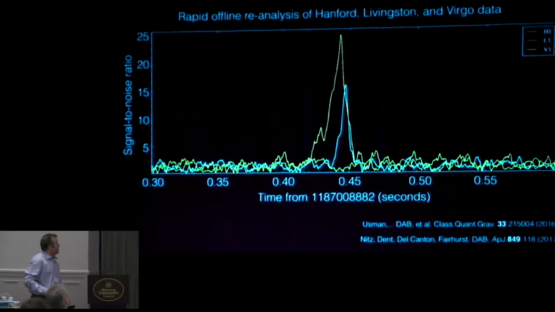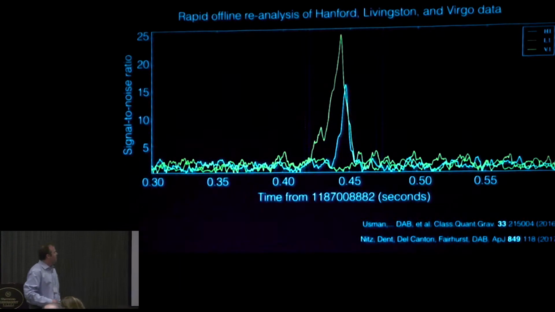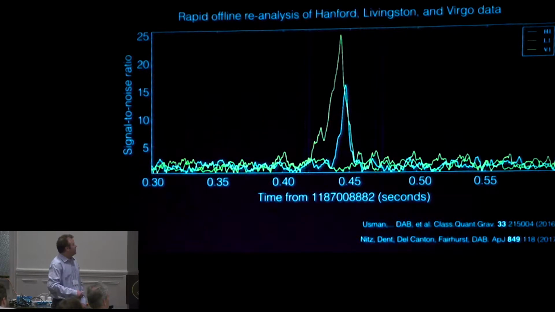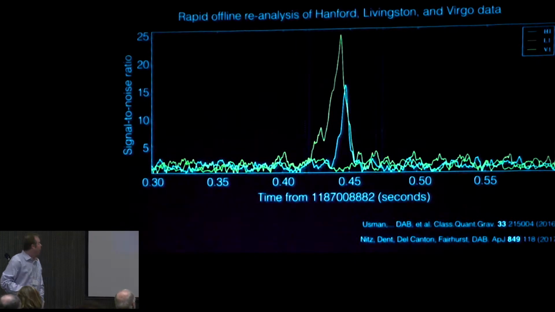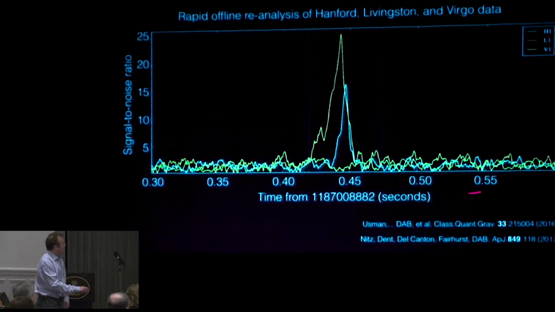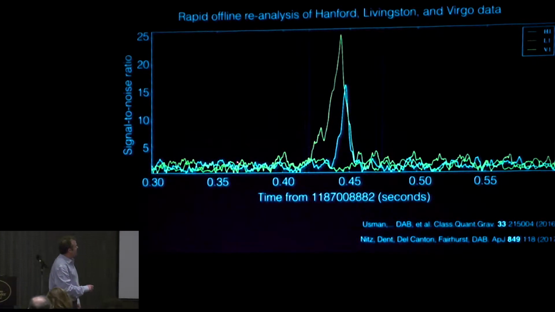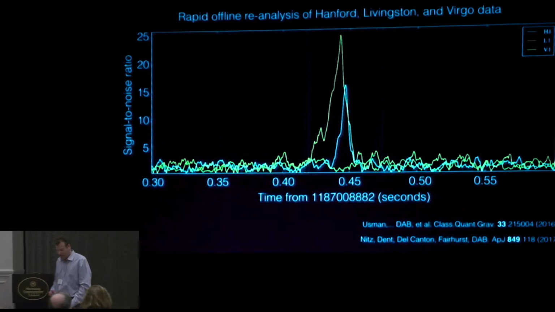So we reanalyzed this with a piece of software called PyCBC. This is one of our other search pipelines, developed primarily by my group in Syracuse and the AEI groups of Bruce Allen and Alessandra. So we did a rapid offline reanalysis of the Hanford, Livingston, and Virgo data. This is the time from the putative event time in seconds and the signal-to-noise ratio. Now when you reanalyze it, the searches are finding nice loud signals. The blue trace is the Hanford detector, with an SNR of about 15. The SNR in Livingston is much higher, almost 25.